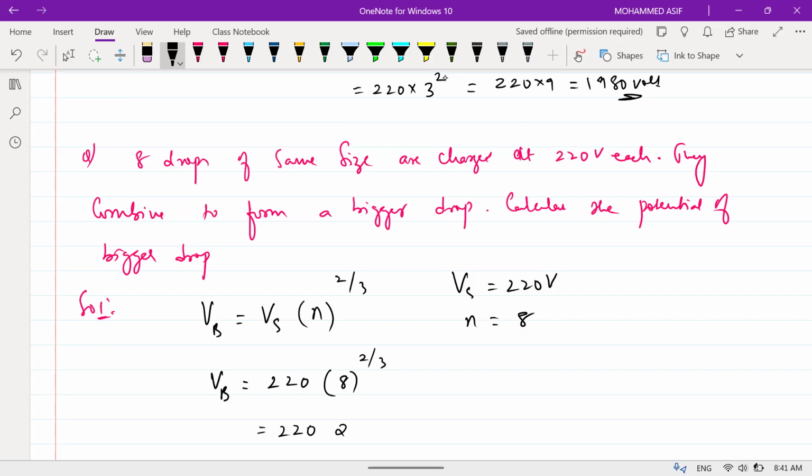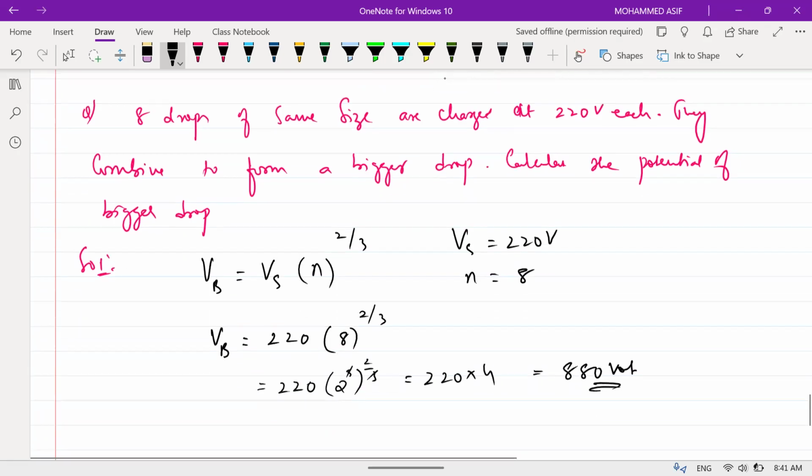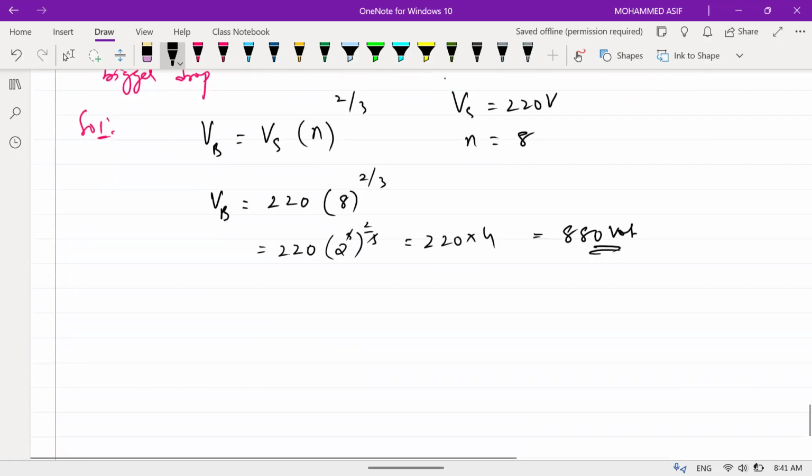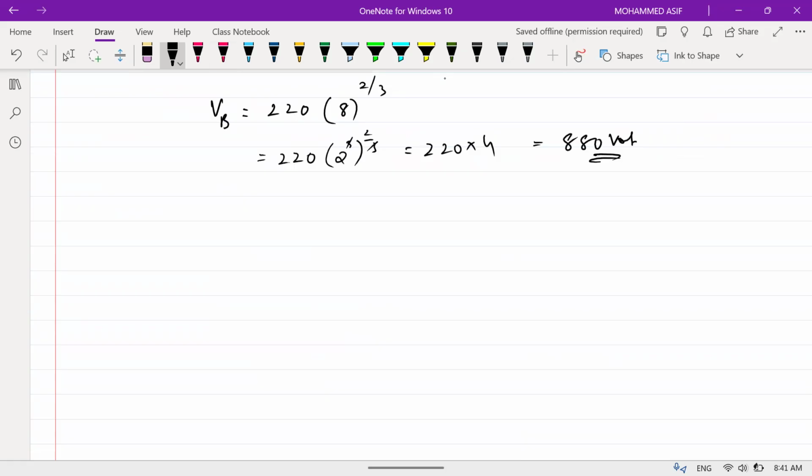8 can be written as 2 cube, to the power of 2 by 3. This one will get cancelled. So it is 220, and 2 square is nothing but 4. 4 times 220 is 880. So this will be equal to 880 volt. Am I clear? Yes, sir. This is the answer.